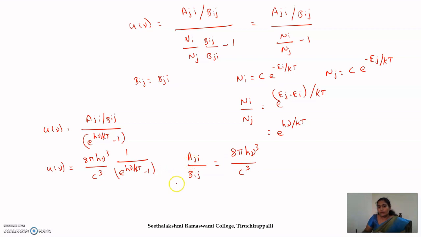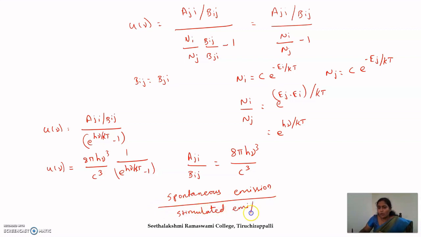So what is this Aij? This is nothing but the spontaneous emission. So the ratio of spontaneous emission to stimulated emission or absorption, because we know that Bij is equal to Bji, is equal to 8 pi h nu cube by c cube.